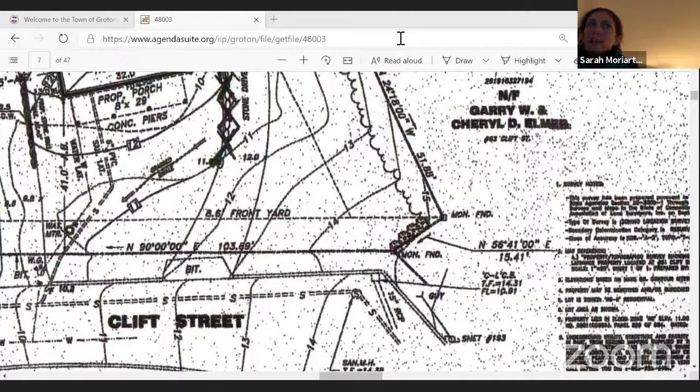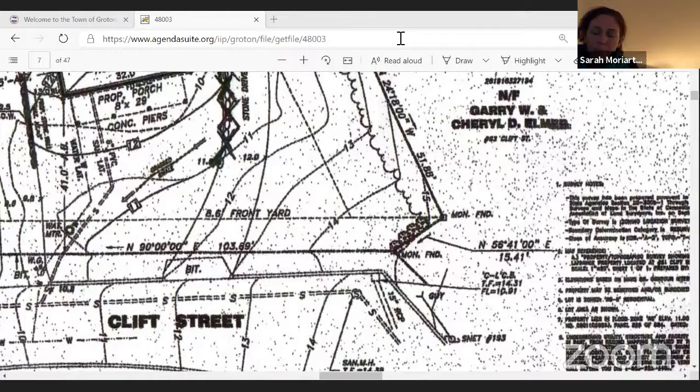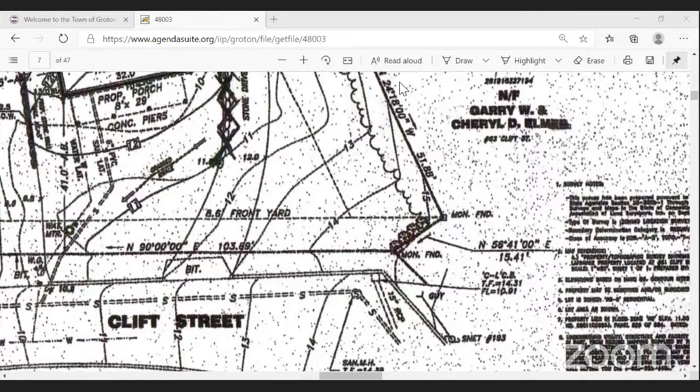Would anyone in the audience like to speak against this application? Mr. Elmer, is that you? Yeah, I'm here somewhere, I think. Can you hear me? We hear you. Okay. Sorry, I've had some computer problems. In driving around Mystic, I see all over the place shrubberies and bushes and things in the town right of way.